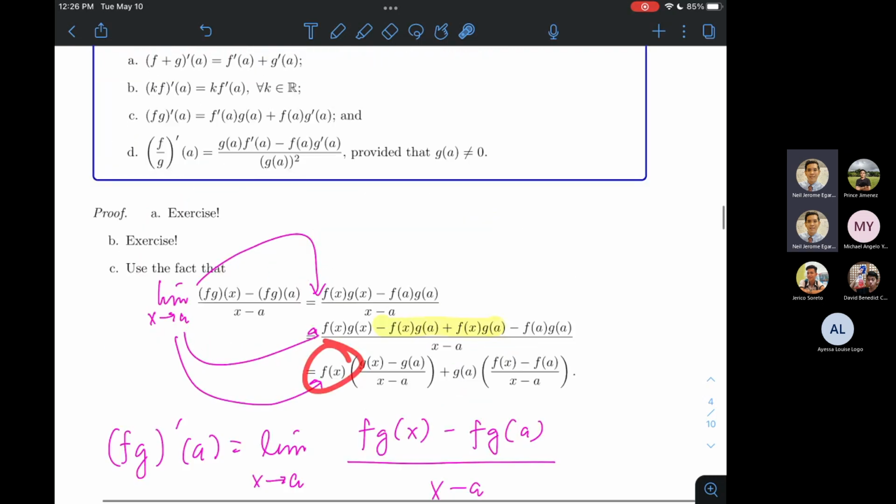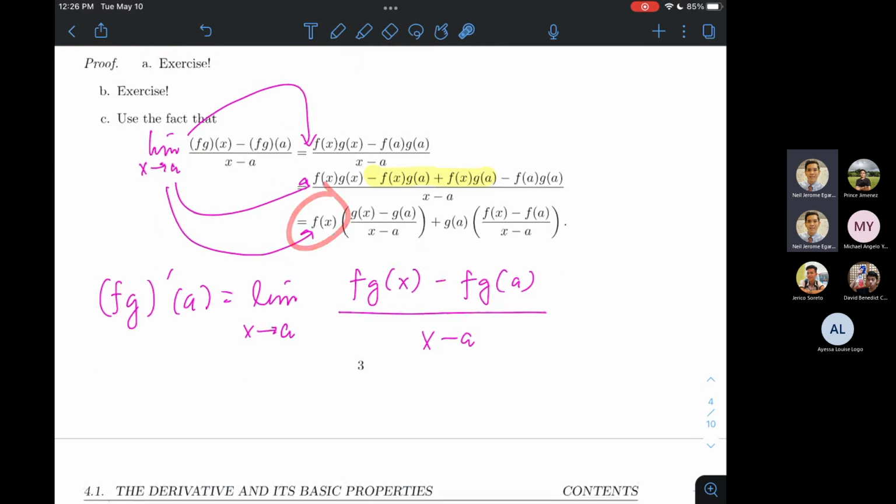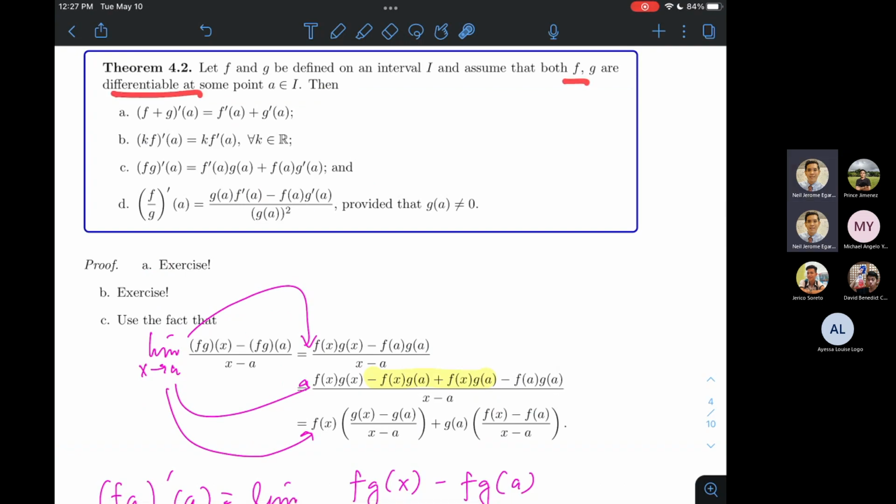Pero si f of x ay ano bang condition kay f? Alam na natin si f ay differentiable, so siya ay continuous. So may limit si f of x as x approaches a. May limit din ito as x approaches a. So ibig sabihin yung limit ng product ay product ng limits. The limit of f of x is equal to f of a. Kasi si f ay assumed to be differentiable. Dahil si f ay differentiable by theorem 4.1, f is continuous. Dahil si f ay continuous, ang limit ng f of x rito, f of a yan.